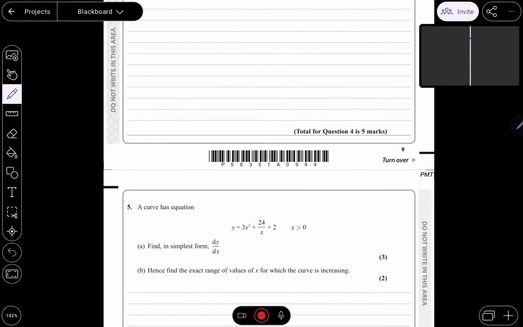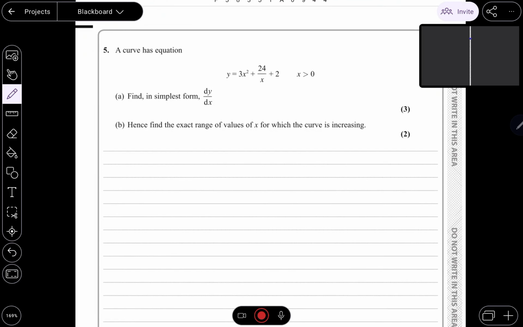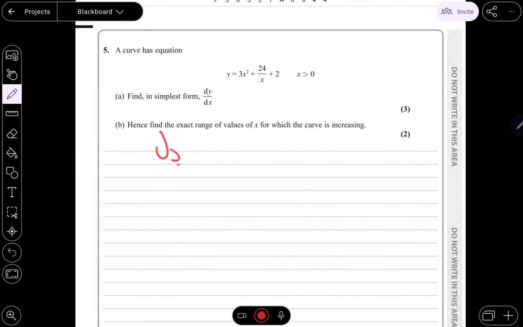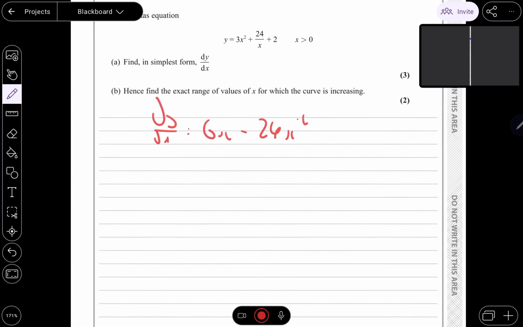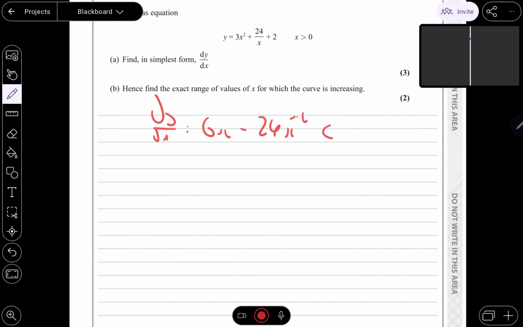Scrolling down through the pages, losing so much time. So okay, dy by dx, I could have just written it next to it, I guess. 6x minus 24x to the minus 2. Good. Find the exact rate for increasing, so we want it to be bigger than 0.